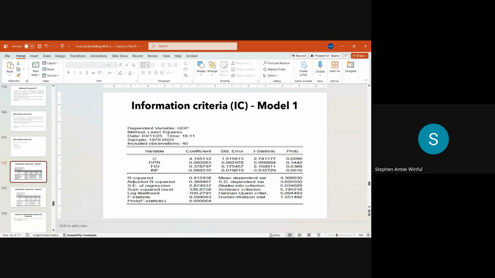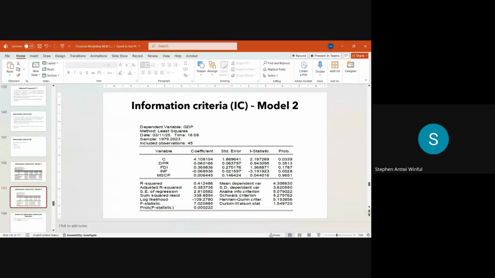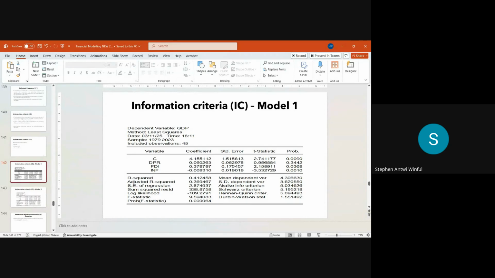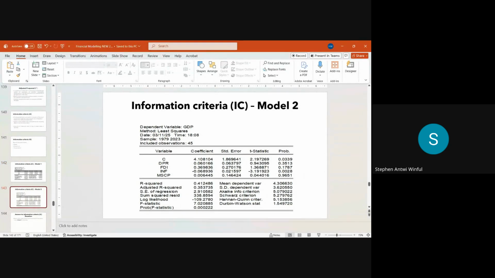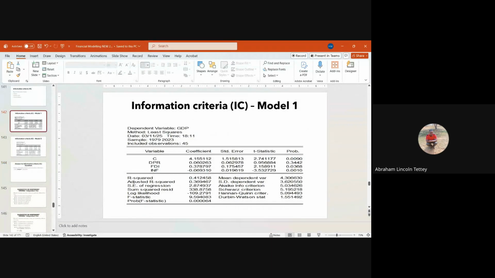That's lower. No, it's model 1. Model 1 has, I calculate, 0.503, and then the Schwarz is 5.19. But model 2 has 5.07 for the Akaike and then 5.2 for Schwarz. So model 1 is preferable based on the information criterion. Are we all clear?